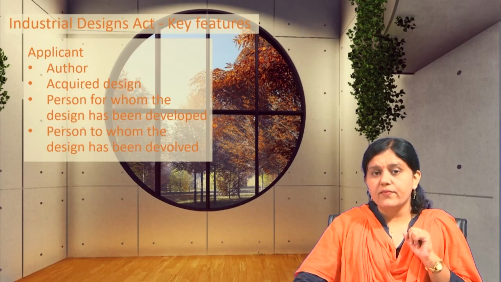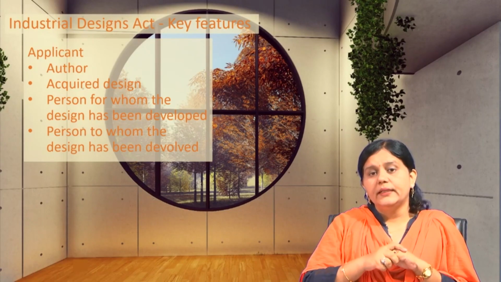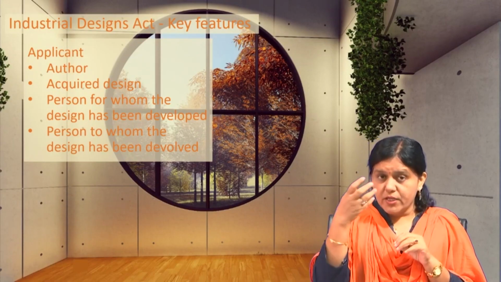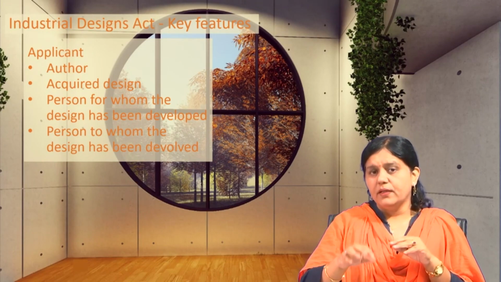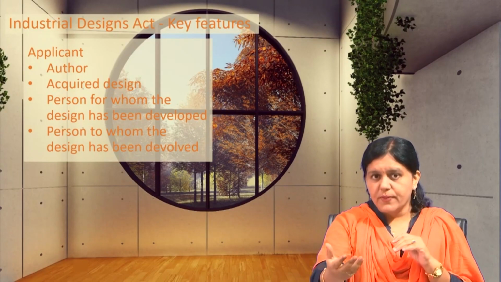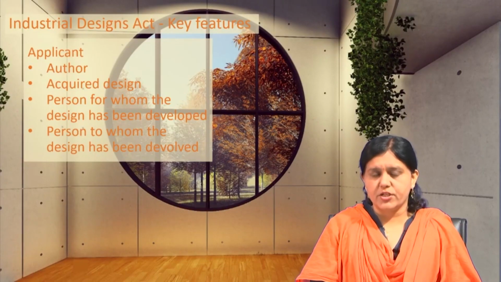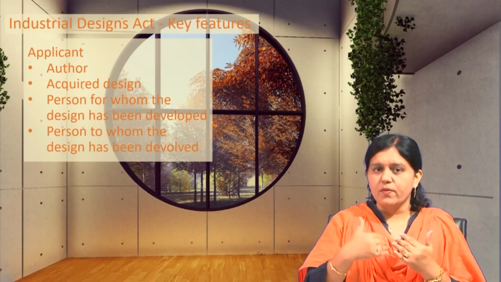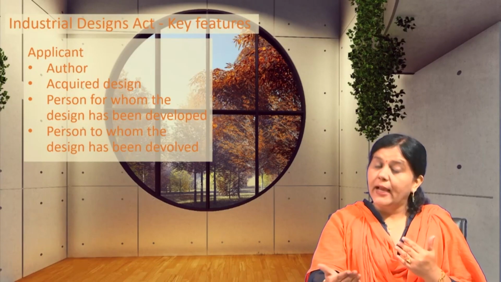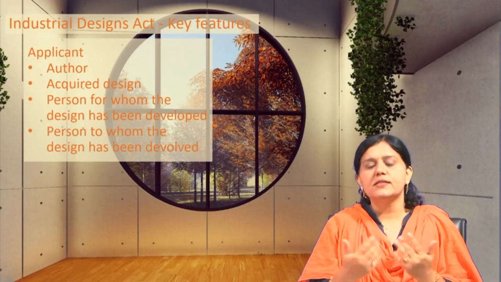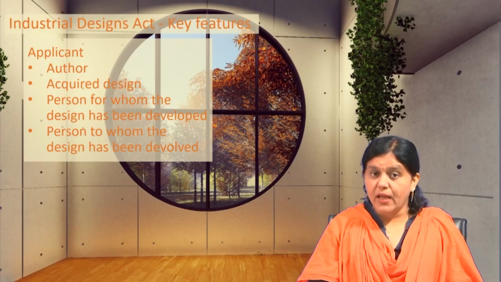Now, what is the third category we have seen? That is a person for whom the design has been developed by the author. Here again, if I give some intellectual input and ask somebody to develop that thing, my intellectual inputs are there, but under my direction somebody is developing that particular thing, and I am giving some consideration to the person who is developing it. So, I am the person for whom somebody is developing that particular design, and as I have given the consideration and my intellectual inputs are there, obviously I will be the owner of that thing and I will be the applicant for it.